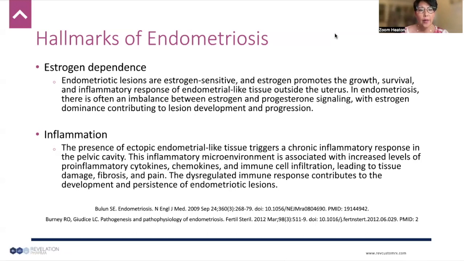And then you will also find inflammation, and the presence of ectopic endometrial tissue triggers a chronic inflammatory response in the pelvic cavity. And of course, this inflammatory environment is associated with increased levels of pro-inflammatory cytokines, chemokines, immune cell infiltration, leading to tissue damage, fibrosis, and pain. And the dysregulated immune response contributes to the development and persistence of endometriotic lesions.